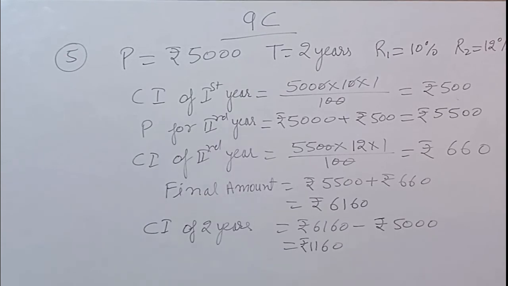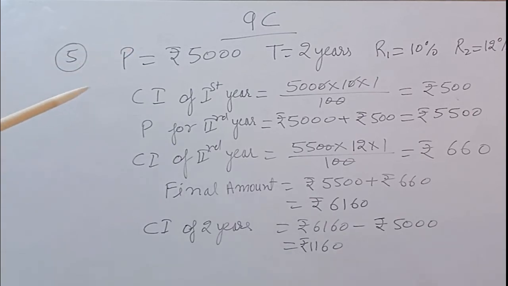Children, I am taking question number 5, in which the question is to calculate the compound interest on rupees 5,000 in 2 years if the rates of interest for successive years are 10% and 12% respectively. So here for the 2 years the rate of interest is different, that is 10% and 12%. So we are taking R1 equal to 10 and R2 equal to 12. Time 2 years, principal 5,000.